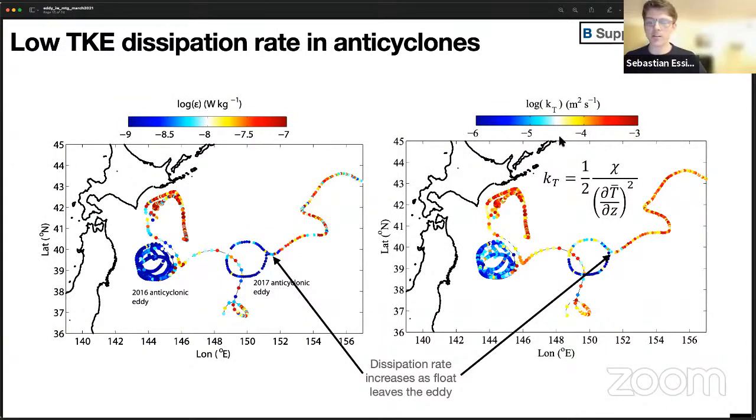The first hypothesis is not that strong because if we compare observations from other floats, we see that when floats are in anticyclonic eddies, the dissipation rate is low, but as soon as they escape those eddies and leave, the dissipation rate enhances. So outside of the eddy, there's larger shear and longer interaction timescales for wave breaking.